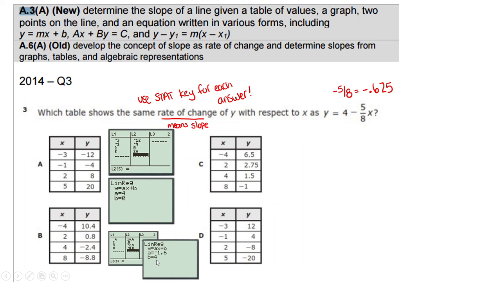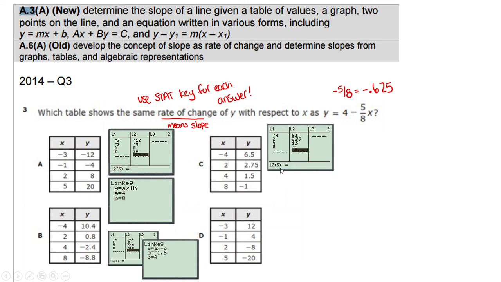They're trying to trick you here by saying that my B is 4, so they're trying to see if you know what rate of change means. Now, we don't care that the B is the same. We just care that the slope is the same, and that is not the same. Negative 1.6 is not the same.